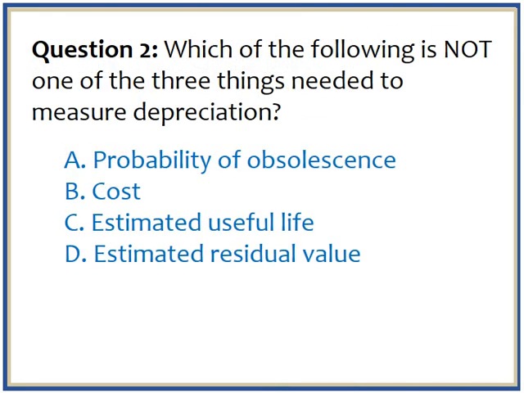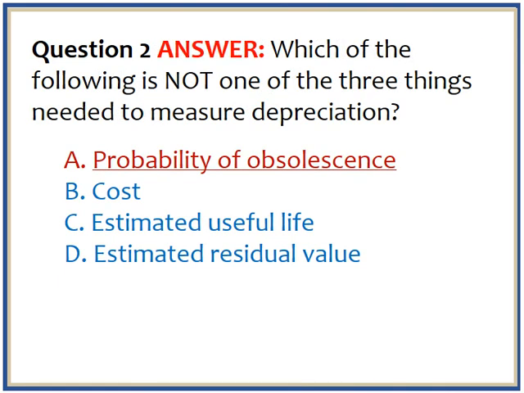The second question reads, which of the following is not one of the three things needed to measure depreciation? The choices are probability of obsolescence, cost, estimated useful life, or estimated residual value. The answer is probability of obsolescence. To calculate depreciation, you will need the asset's cost, estimated useful life, and estimated residual value.